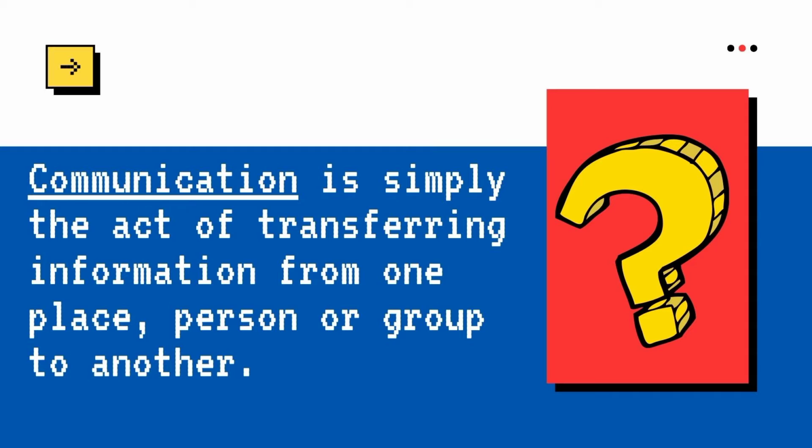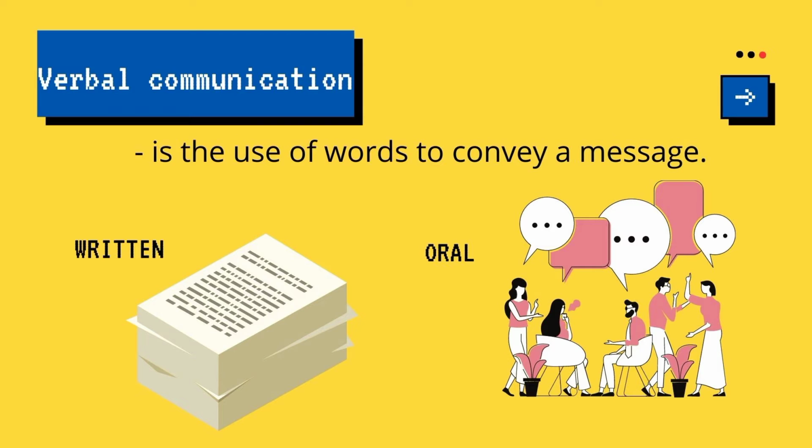What is communication? It is simply the act of transferring information from one place, person, or group to another. There are two kinds: verbal communication and non-verbal communication. What is verbal communication? It is the use of words to convey a message. It is in a form of written or oral communication.